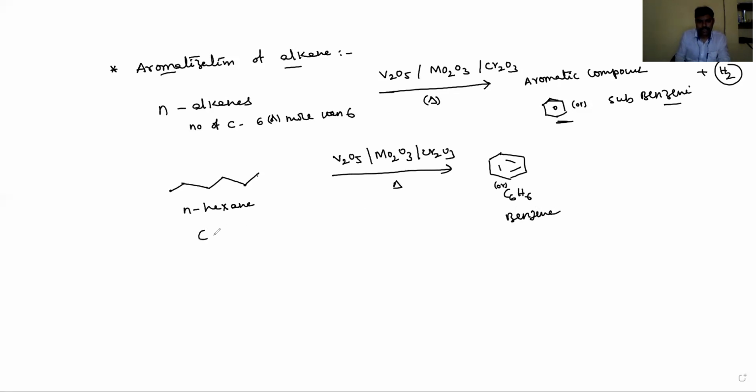Its molecular formula is C6H14, an alkane. With 6 carbon atoms, a 6-carbon aromatic compound, that is benzene, will form. Out of 14 hydrogens, 6 are present in benzene. The remaining are lost as H2, which is dehydrogenation. This is the removal of hydrogen atoms, and the open chain compound is converted into a cyclic compound. So here we get 4H2, which comes outside.